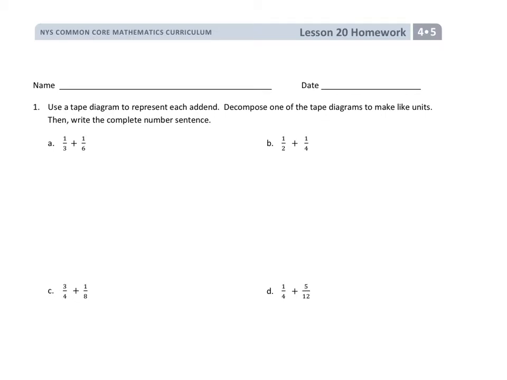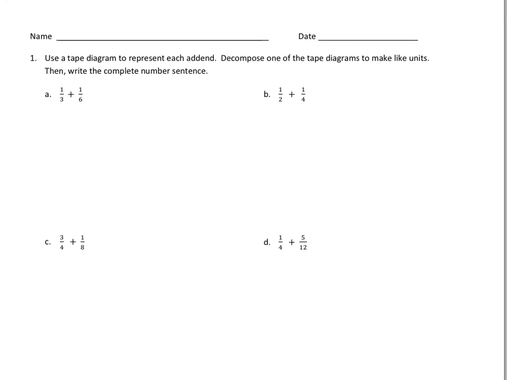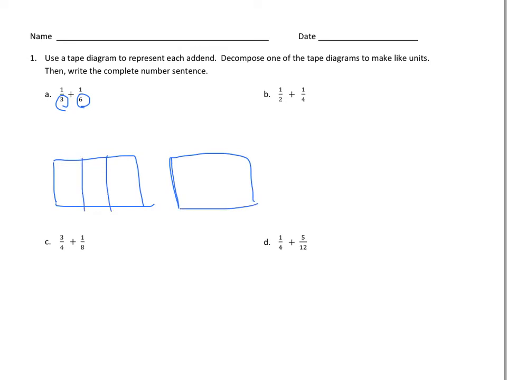So when students get to these problems, you'll see that the denominators in this case are not the same. I have a 3 and a 6. So what the homework is asking students to do is to draw a tape diagram. A tape diagram is simply the boxes where they cut them into equal parts, so that would be thirds, and then thirds you can cut into 6. So students would show 1/3 and 1/6.